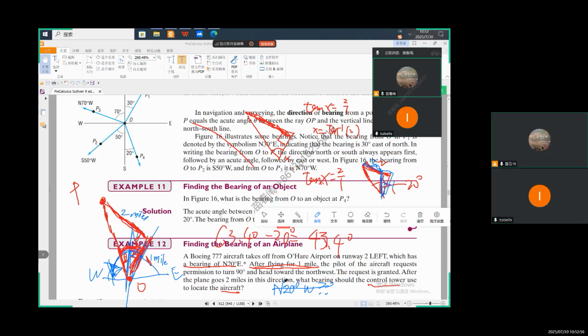Does that make sense? As the control tower, this is how you locate the aircraft. What did you write? C340 minus 20? No, I can't read this 63.4. Degrees, okay, sorry, I just wrote what you said. Okay, that does make sense. So 43.4, that's the theta.